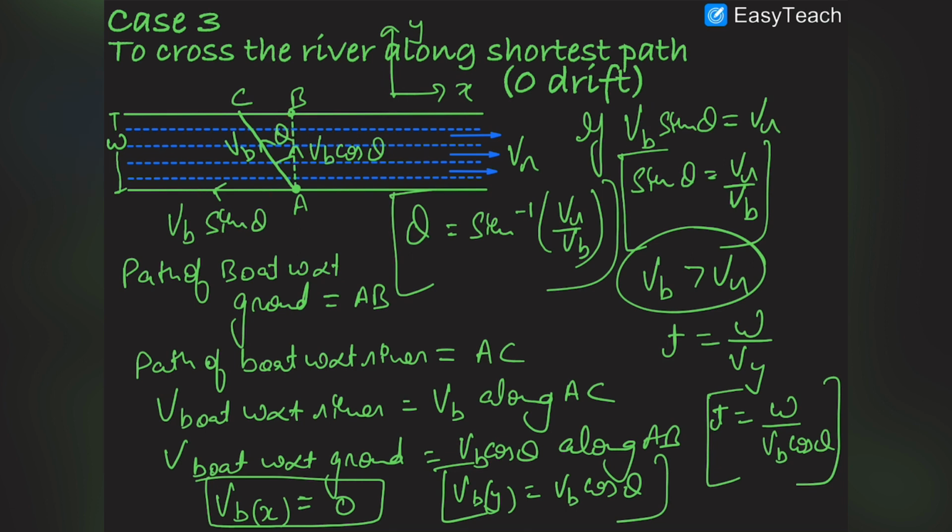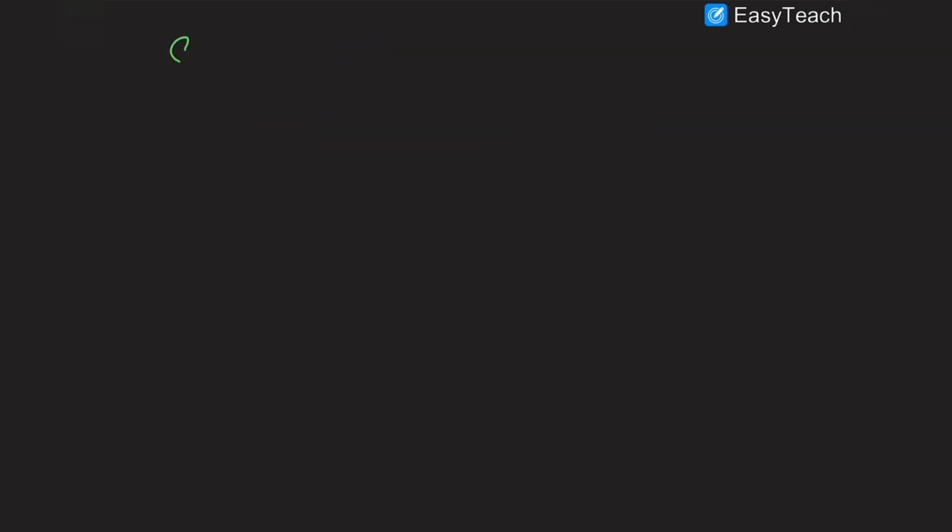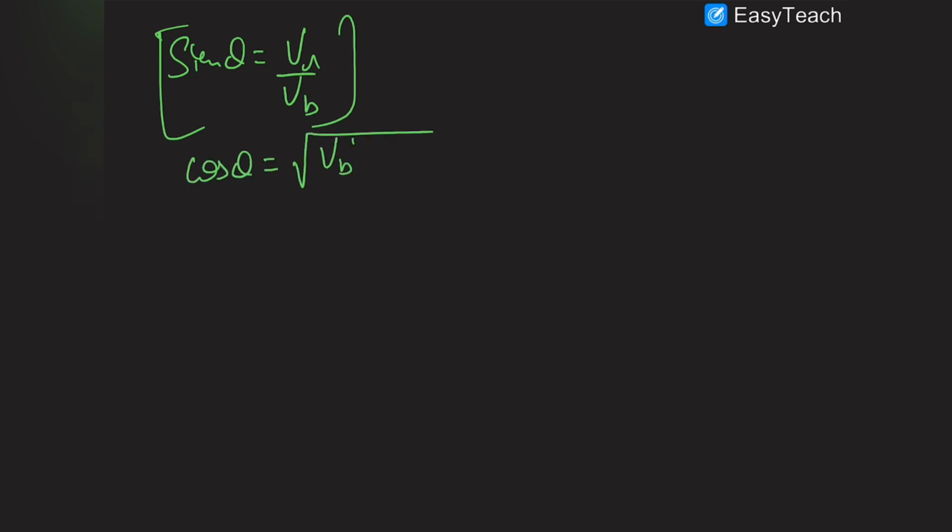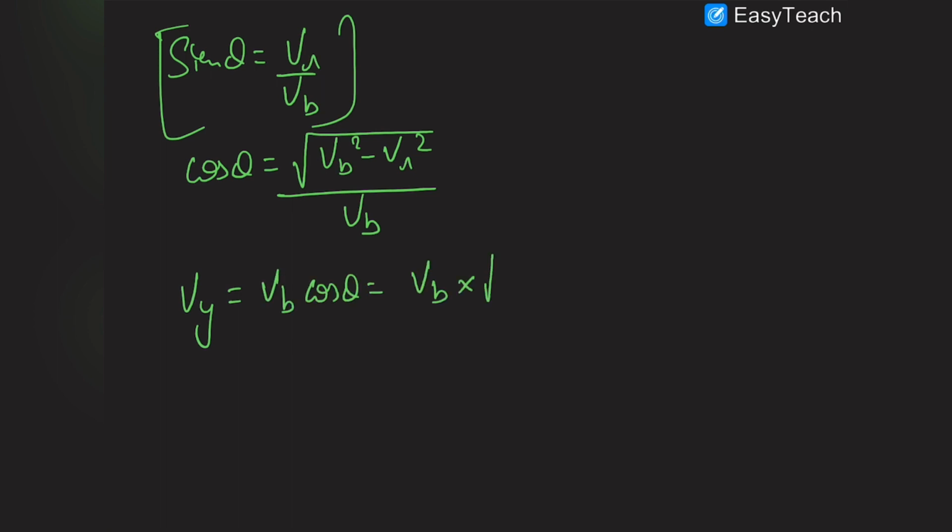Now you can see that if we analyze this Vb cos theta, then sin theta is equal to Vr by Vb, which we have already written, and cos theta will be equal to under root of Vb square minus Vr square upon Vb. So the velocity Vy, which is Vb cos theta, is equal to Vb into under root of Vb square minus Vr square by Vb. So it is under root of Vb square minus Vr square.